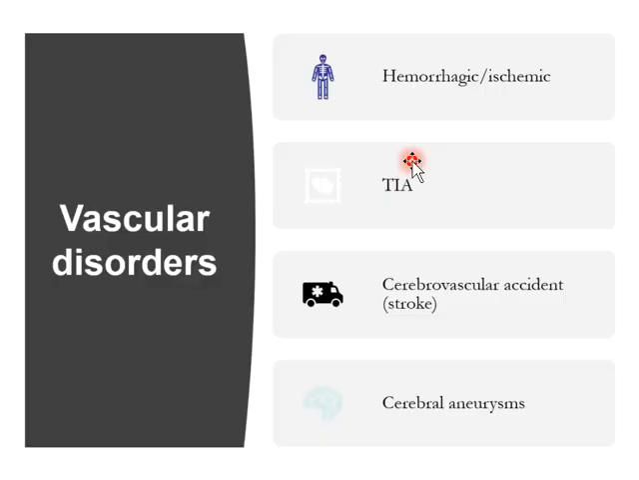Now we are coming to the vascular disorders, or the disorders which happen in the nervous system because of blood supply problems. Okay, so what are those disorders? There can be hemorrhagic or ischemic, excessive blood supply, less blood supply, right? TIA, that is transient ischemic attack. There can be cerebrovascular accident, that is called stroke, most commonly seen, right? And there can be aneurysm, dilatation of the blood vessel, right?